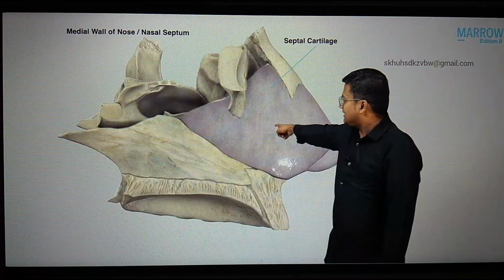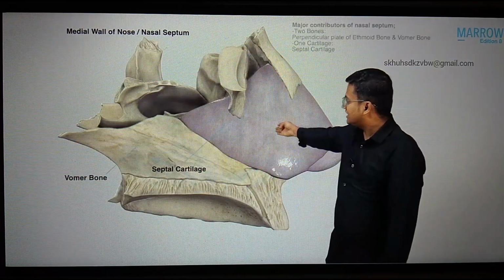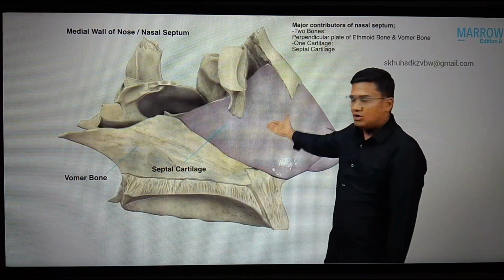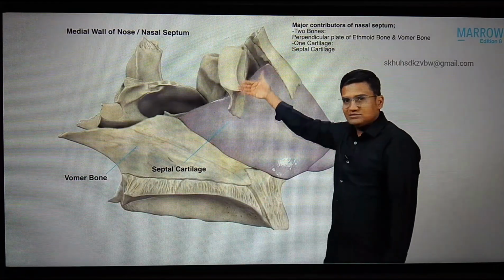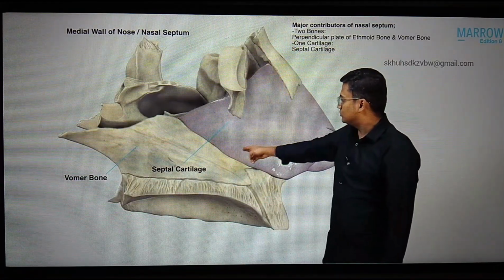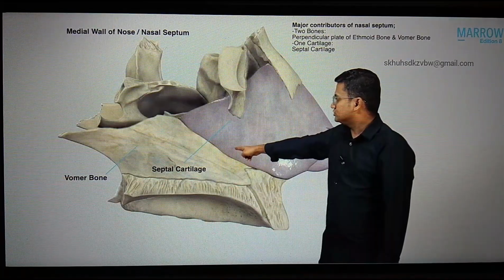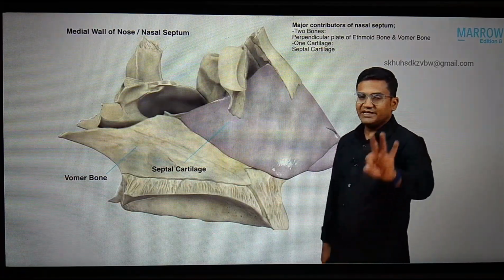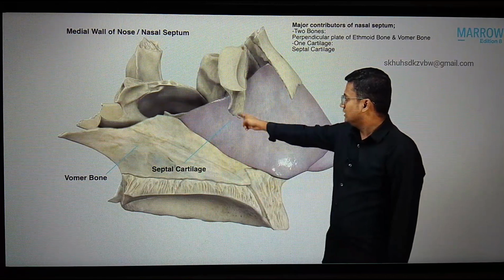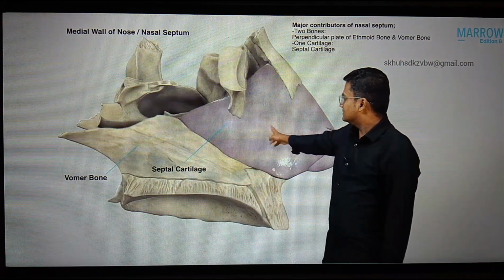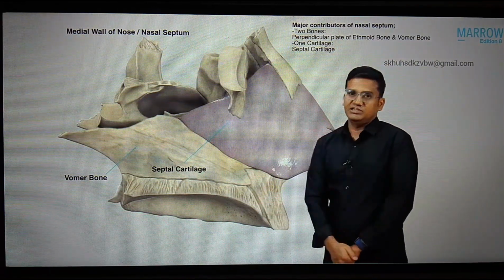Now here one cartilage is forming the nasal septum. Which cartilage? The septal cartilage, also known as the quadrilateral cartilage. Again we have the perpendicular plate of the ethmoid that we have removed along with the ethmoid bone. And one more bone giving a contribution is the vomer bone. So three structures contribute to the nasal septum: two bones and one cartilage. The vomer bone, the perpendicular plate of the ethmoid, and the septal cartilage. These three structures form the nasal septum. That's all about the nasal cavity.